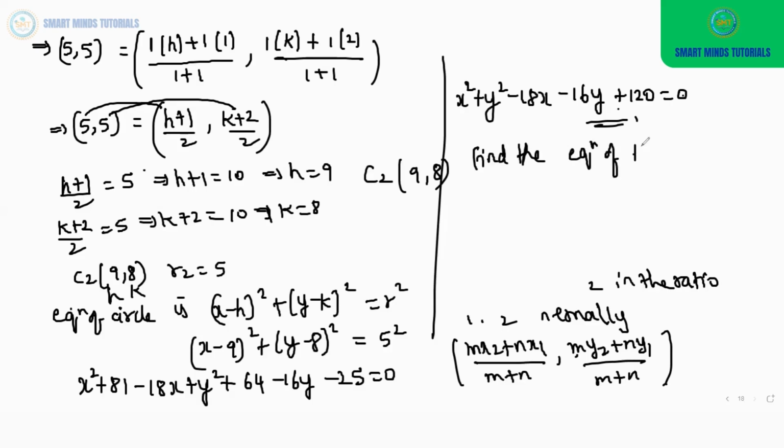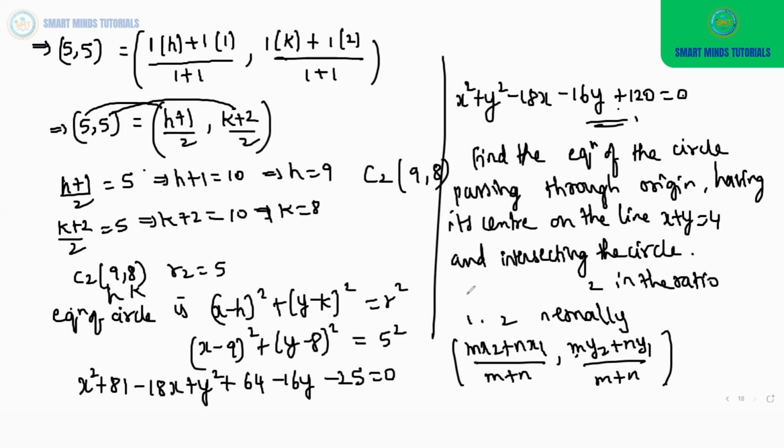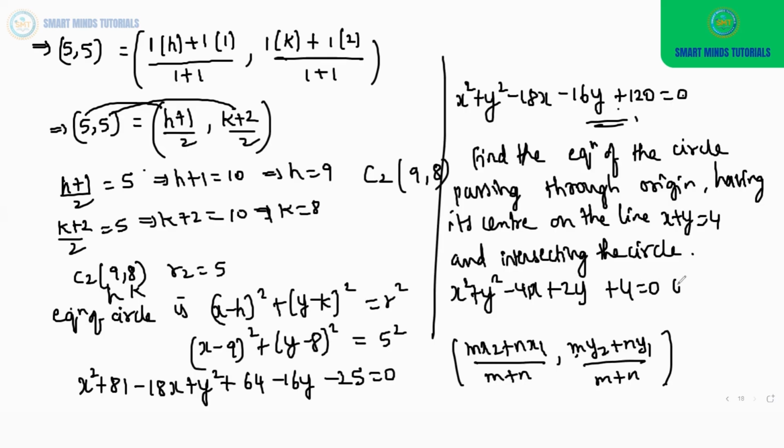Find system of circles SAQ. Find the equation of the circle passing through origin, having its center on the line x plus y is equal to 4, and intersecting the circle x square plus y square minus 4x plus 2y plus 4 is equal to 0 orthogonally.